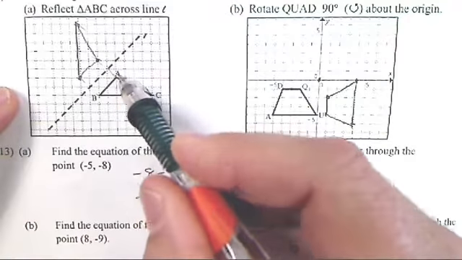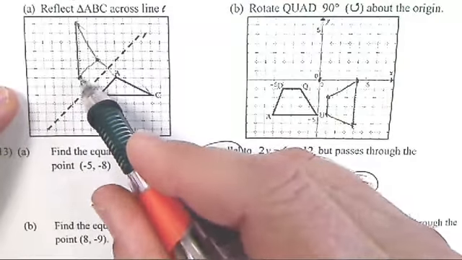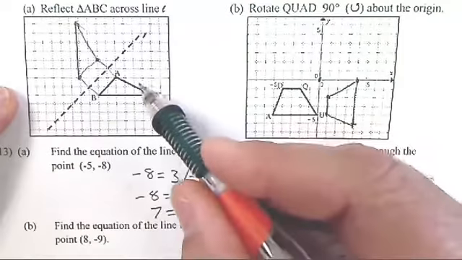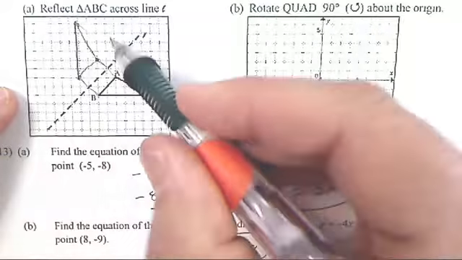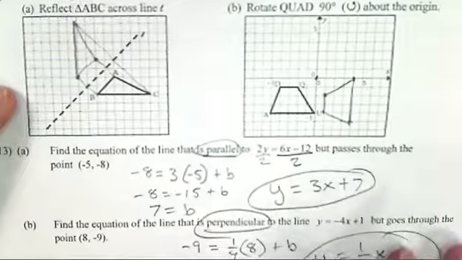It's 1 away from the line, 1 diagonal, 1 diagonal, 1 diagonal. This one's 1, 2, 3, 4. Plot the points, connect them together.